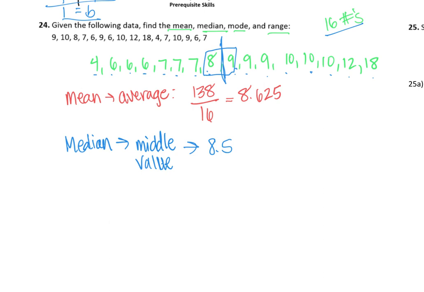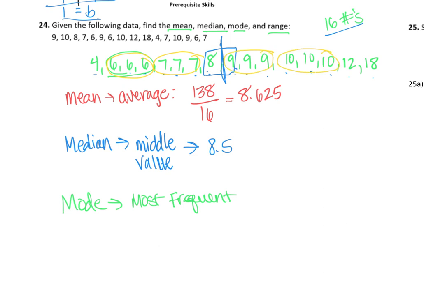Our mode. Mode means which number or numbers are most frequent in your data set. Now I have, look here, three 6s, three 7s, three 9s, and three 10s.